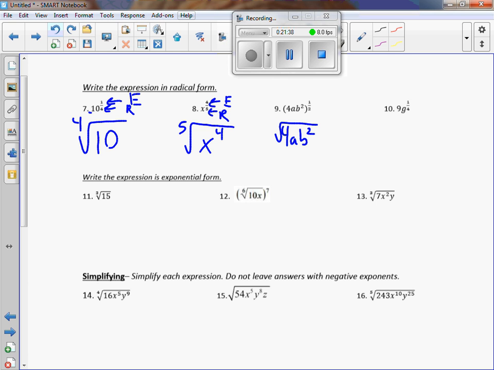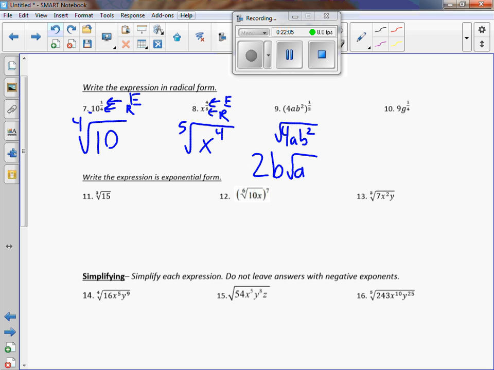Now let's see what we could take the square root of. Can we take the square root of 4? Yeah, we can. It'll come outside the radical as a 2. Can we take the square root of a? No, we can't. Can we take the square root of b squared? Yes, we can. The square root and the square cancel each other out. So when they cancel each other out, it comes outside of the radical.